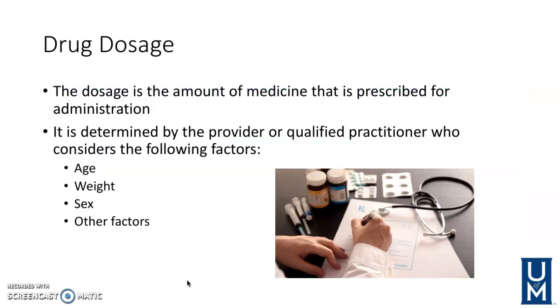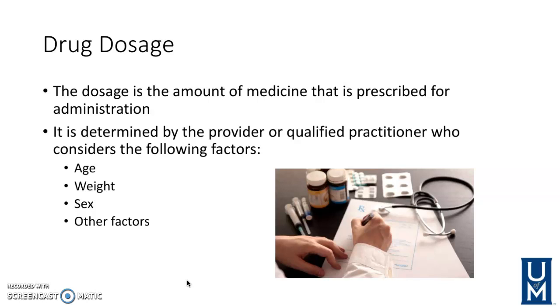So let's talk about dosages of drugs. Remember, this is the amount of medicine that is prescribed. It's determined by the physician, and they have to think about certain factors as far as how much of a medicine they're giving. So age becomes a factor. We're talking about adults here, so 16 to however old, 100 and something year olds, right? There is a difference in how much we want to give someone based on their age.